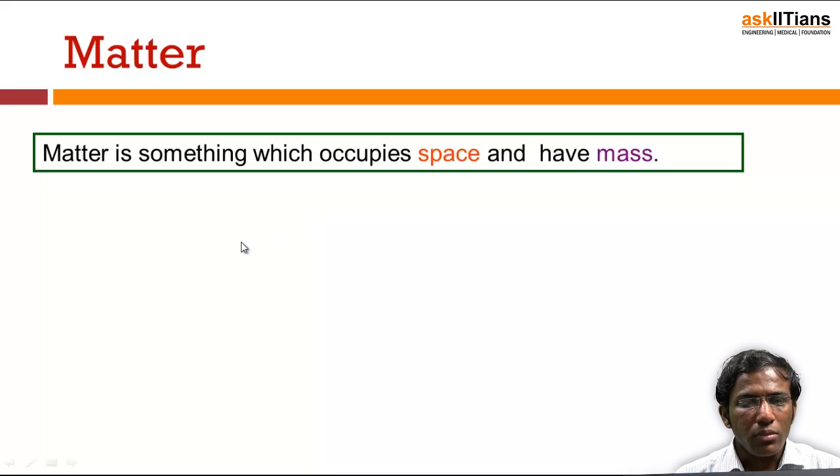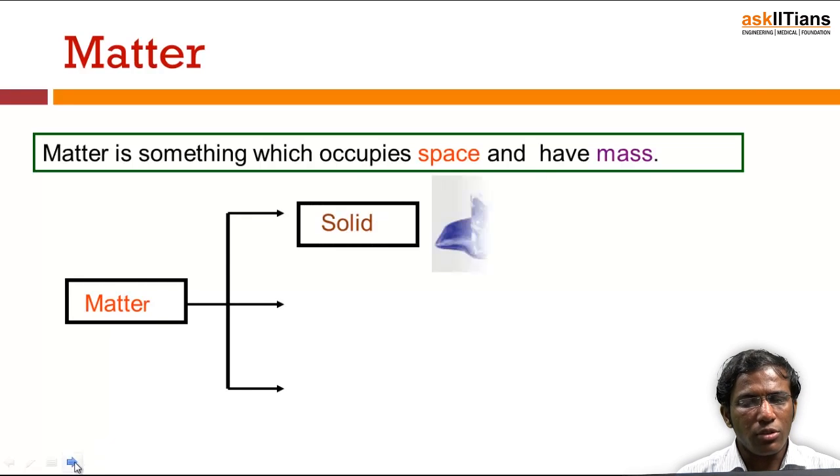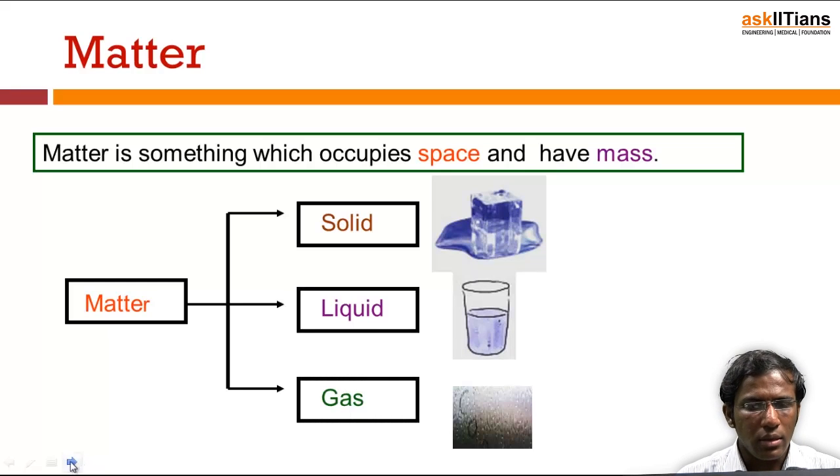Let's see the different ways in which matter is classified. First we'll see the physical classification. Matter is divided into three types: one is solid, another is liquid, and the third one is gas. So this is the physical classification. It depends on the arrangement of atoms and molecules. The intermolecular space is different.